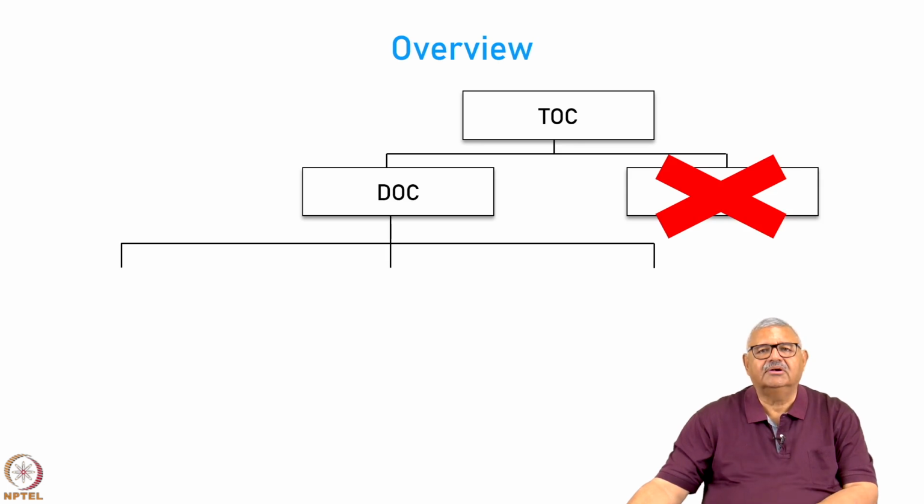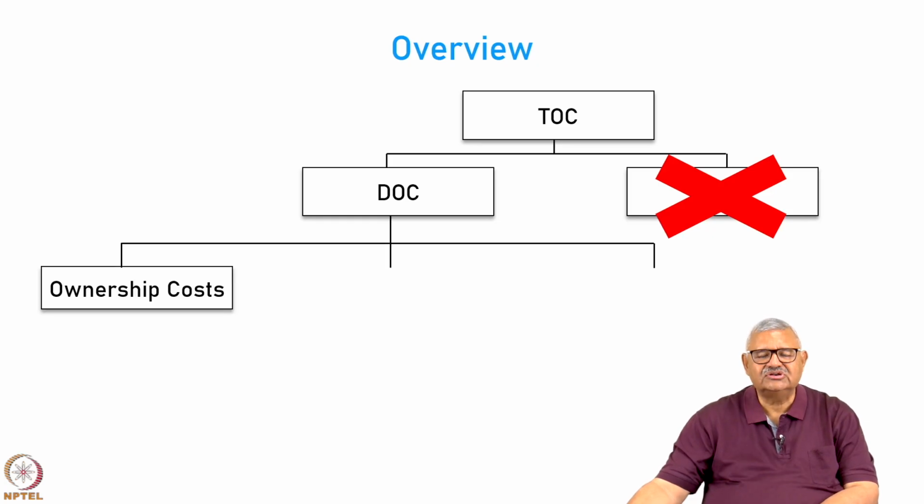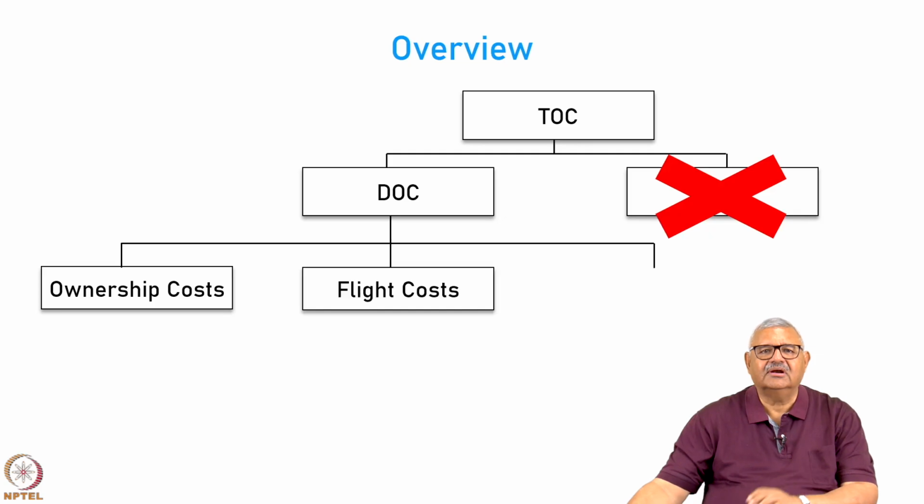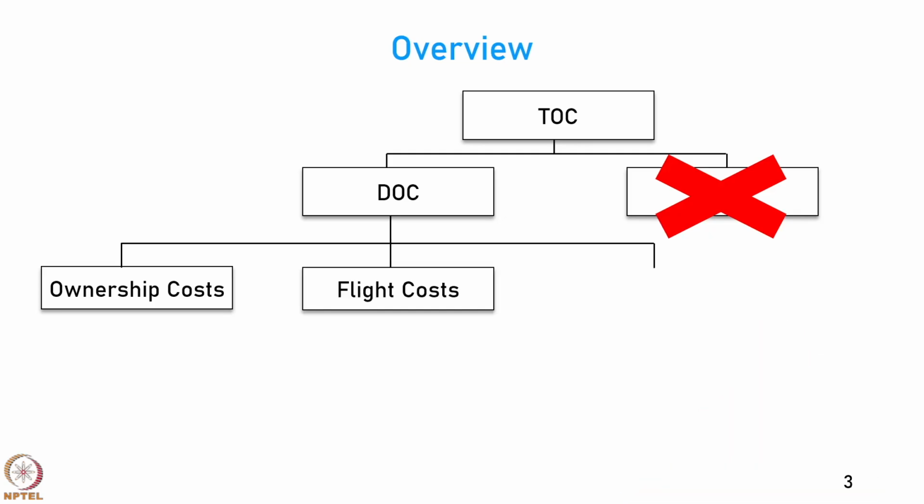The DOC can be broken down into three main subsystems. You have the ownership costs, or the costs related to owning the aircraft. Whether you own it or whether you lease it, the aircraft is under your jurisdiction as an airline, so there are some costs associated with that. The next important term is the cost related to operating the aircraft, the flight costs. And there are certain costs that you incur in maintaining the aircraft. When I say the aircraft, I mean the airframe as well as the engine.